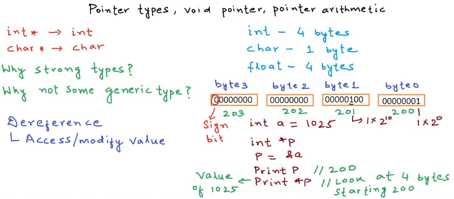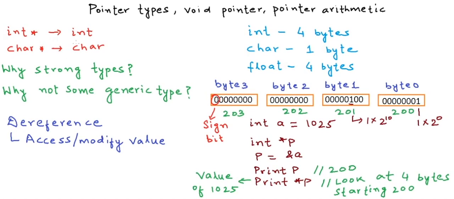Now if p was a character pointer, then while dereferencing, the machine would have looked at only 1 byte, because a character variable is only 1 byte. If p was a pointer to float, then although float is also stored in 4 bytes, the way information is written for float in these 4 bytes is different from the way information is written for an integer data type. So the value printed would have been something else.